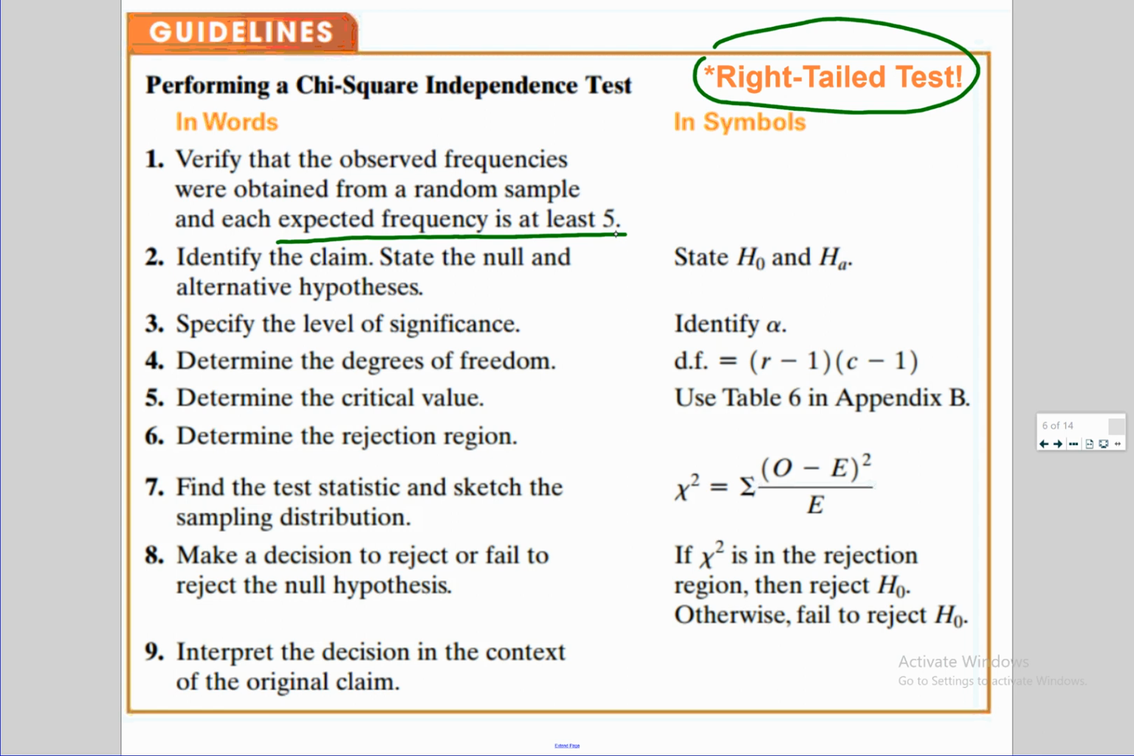So a lot of this is similar. We're going to state our null and alternative, level of significance, degrees of freedom changes slightly for this test. We're going to find the critical value on the chi-square chart. The test statistic is going to be the same as what we did yesterday: the observed frequencies minus the expected frequency squared divided by E, and then you're going to sum up that column. Then you're going to see if that's in the rejection region or not, and then interpret the decision.